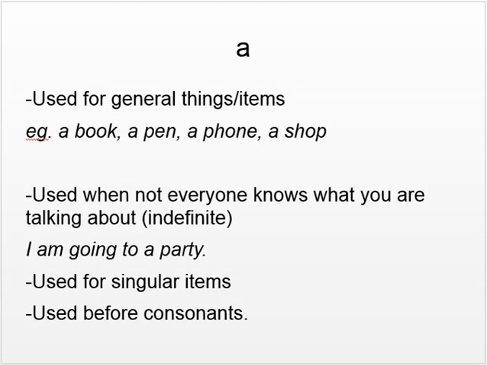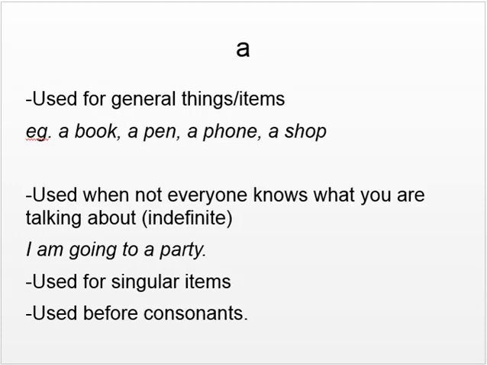So, a, used for general things and items. If we look at an example, it could be a book, a pen, a phone, a shop. So if I ask you to pass me a book, I am just looking for you to pass me any book. I'm not looking for a specific book. If I am looking for a pen, I have not told you what color pen or what kind of pen I require. If I want to use a phone, or if I ask you to pass me a phone, I am not asking for a specific phone. So it could be an iPhone, it could be a smartphone, it could be a house phone or an office phone.